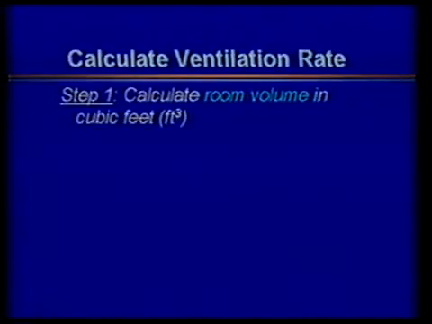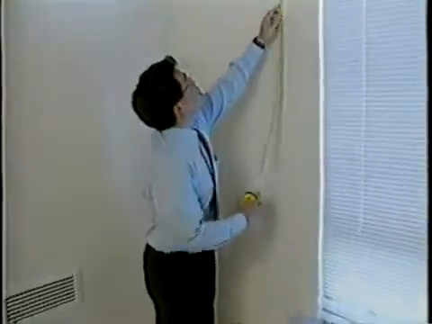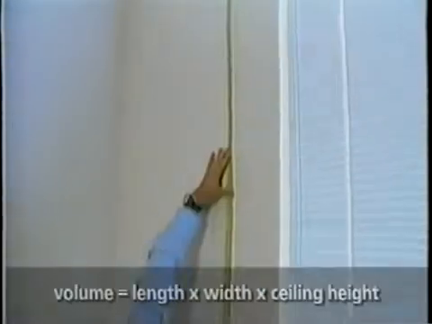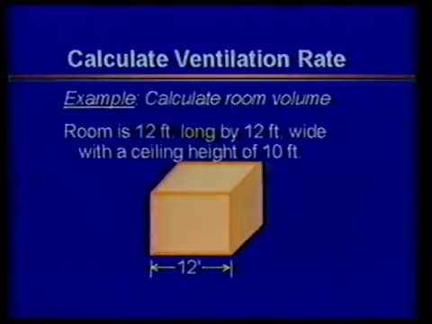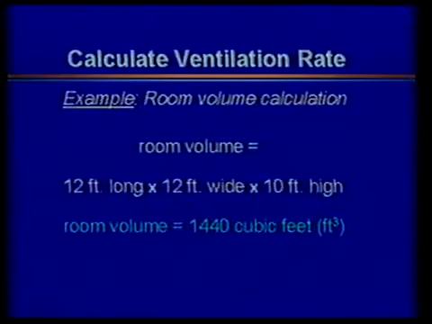The first step is to calculate the room volume in cubic feet. The tape measure is used to measure room dimensions. These dimensions are used to calculate the room volume. The volume is the length times the width times the ceiling height. We'll illustrate this with a simple example. Assume a square-shaped room 12 feet long and 12 feet wide with a 10-foot high ceiling. This would give you a room volume of 12 by 12 by 10 or 1440 cubic feet.